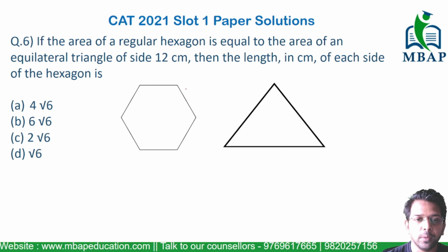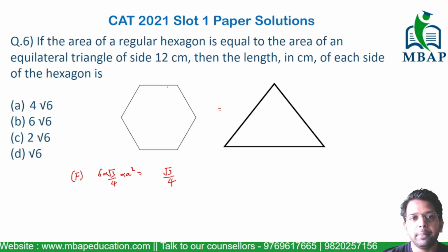What has been given to you? The overall area of this hexagon is equal to the area of this triangle. So if at all you know the formula for finding the area of the hexagon and equilateral triangle, it's going to be quite easy for you to find out the answer. The area of the hexagon will be given by 6 times root 3 by 4 into a square, which basically should be equal to the area of this triangle, which is root 3 upon 4 into a square.